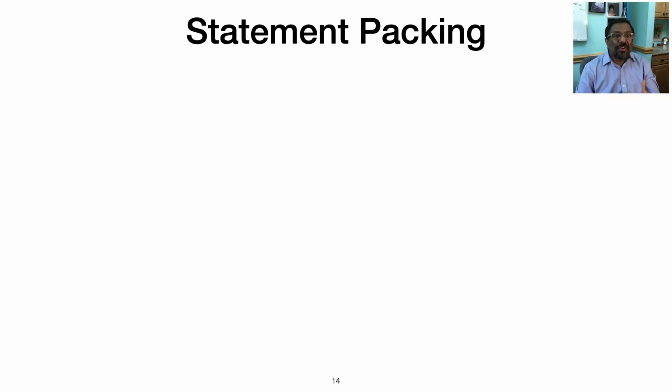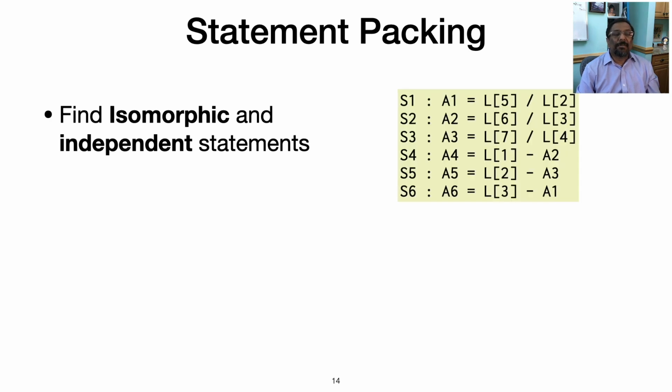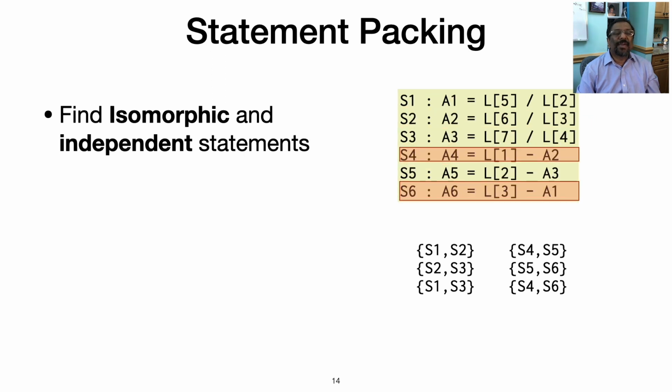However, there's something you have to pay to get it, which is statement packing. What we need to do is find isomorphic, independent statements to pack together. Let's look at an example. In this example, I have 6 instructions: 3 division instructions and 3 subtraction instructions. They are all isomorphic, so you can pack any of these instructions together. There are 3 possible packs for the first 3 instructions and 3 possible packs for the last 3 instructions.